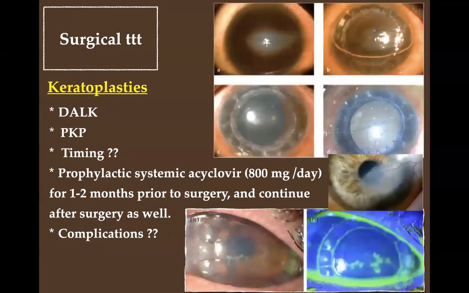The surgical treatment, keratoplasties as DALK, PKP, the timing, I talked about it now. Prophylactic systemic, I talked about it. So the prophylaxis treatment will help prevent complications expected after that, which commonly happen if there is no prophylaxis and the timing is unsuitable. If you are in a hurry to do the keratoplasty, you may get recurrence in the graft with the same sequelae.